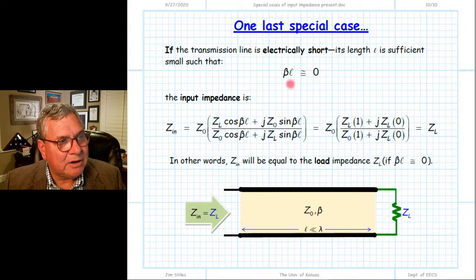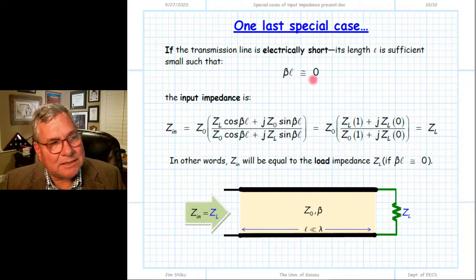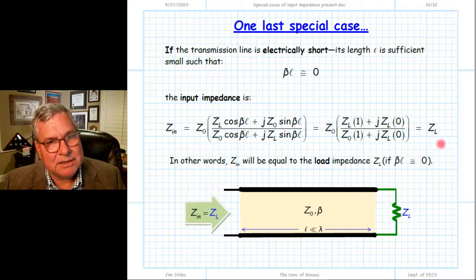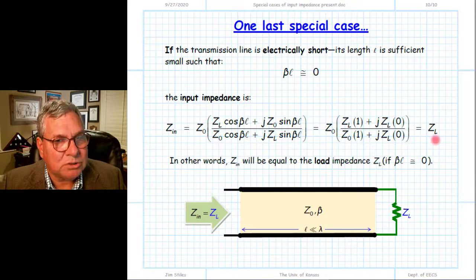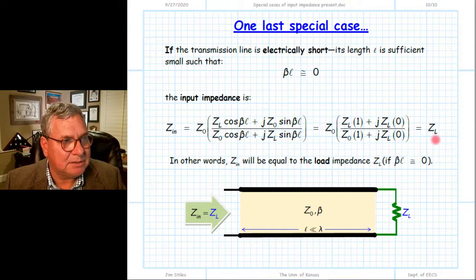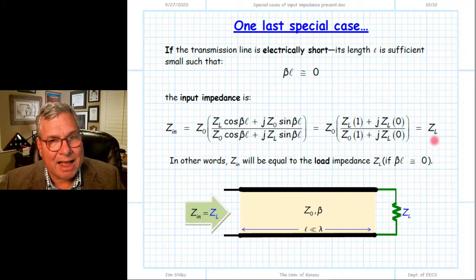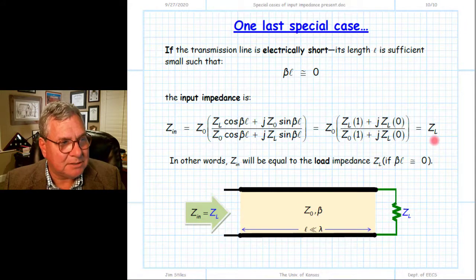At any rate, if beta L is very small, we find cosine beta L is approximately equal to 1 and sine beta L is approximately equal to 0, and when we do our algebra, we find that the resulting input impedance is equal to the load impedance. The input impedance is equal to the load impedance when beta L is very small, and this is true regardless of the value of that load impedance.